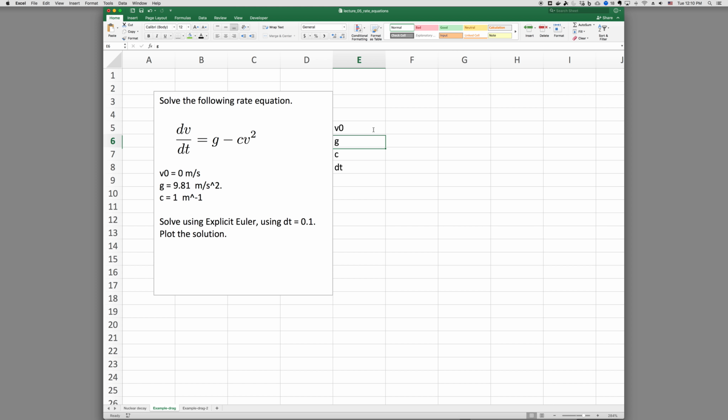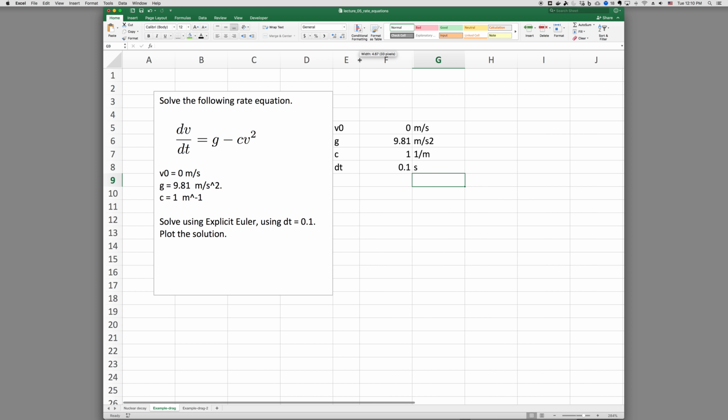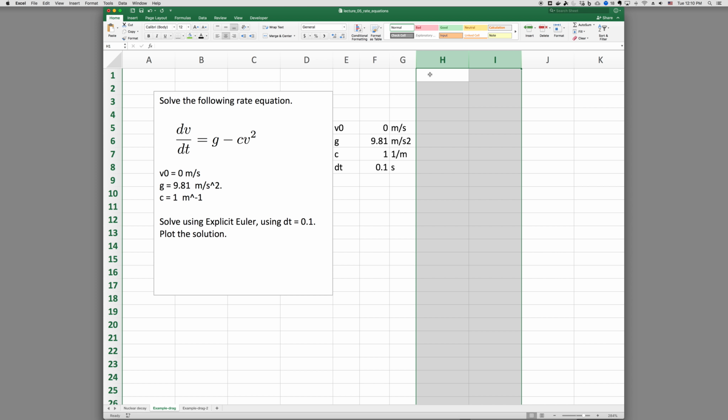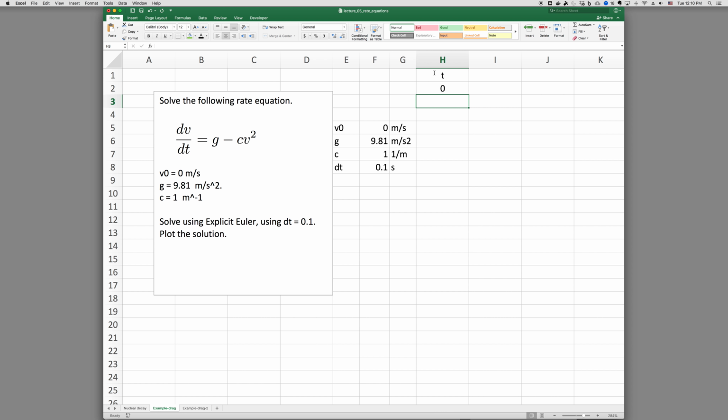Here g and c are constants. v0 is 0, g is gravitational acceleration 9.81, c is the drag constant, and dt would be a step size of 0.1. We'll put units on these: meters per second squared, inverse meter, and seconds. Then the next thing we do is create a grid of points like before. So we make some times. 0 for the first time, and then the next time is the old time plus dt. Lock that cell, and then we can fill that down.